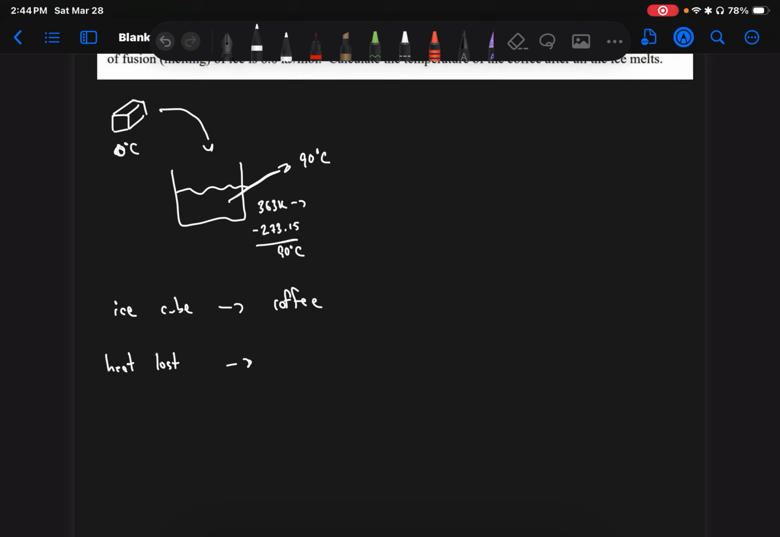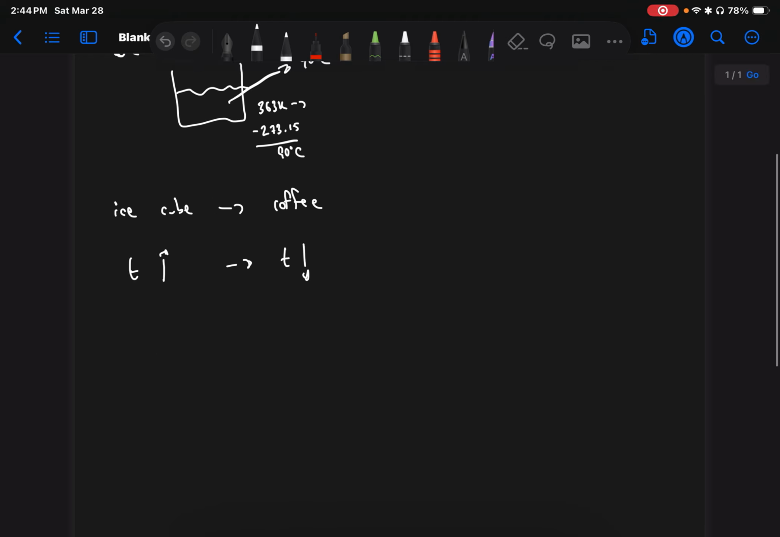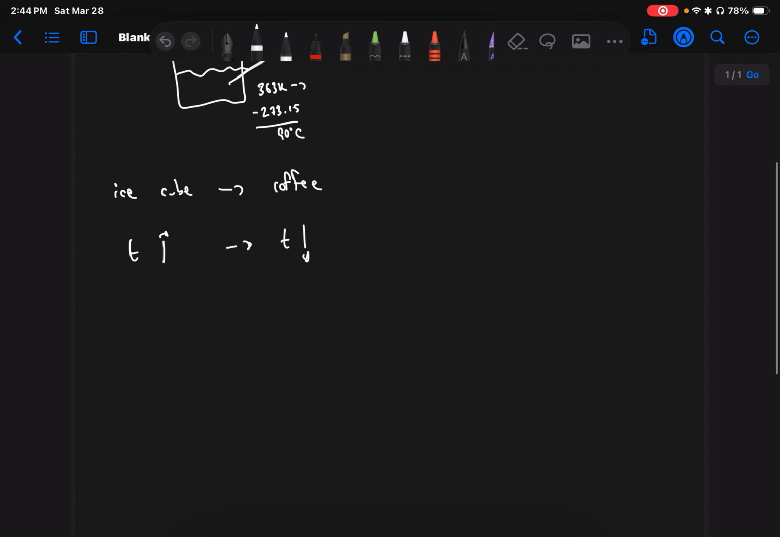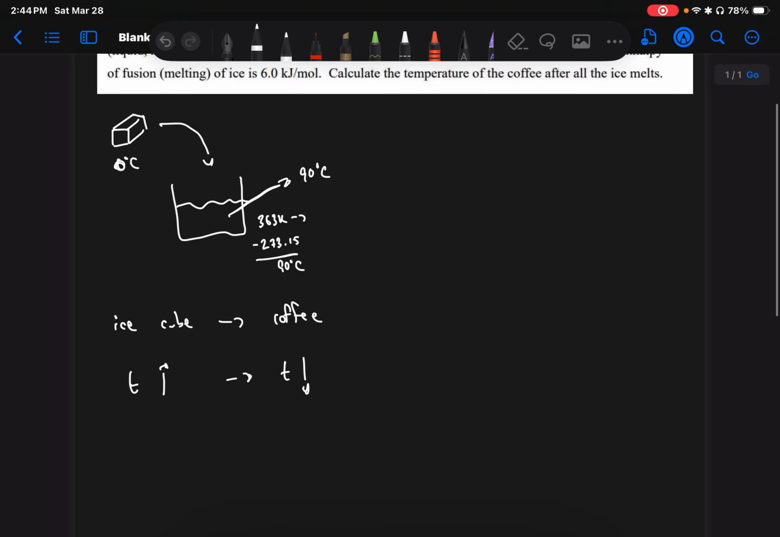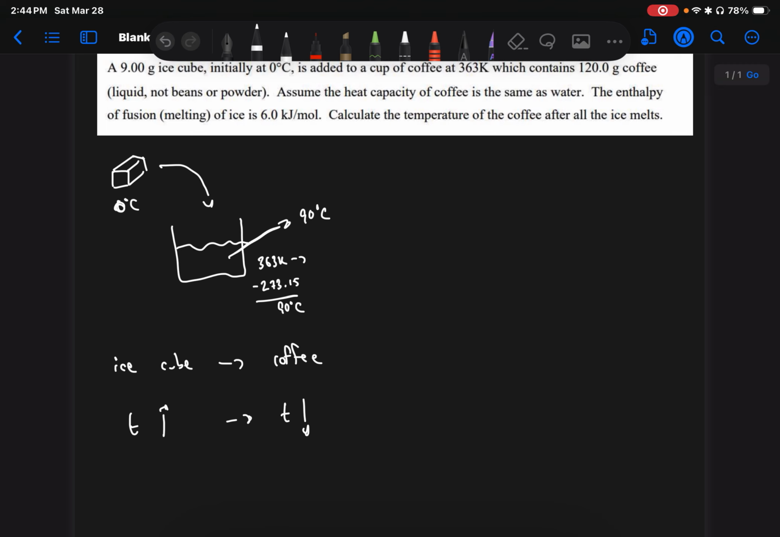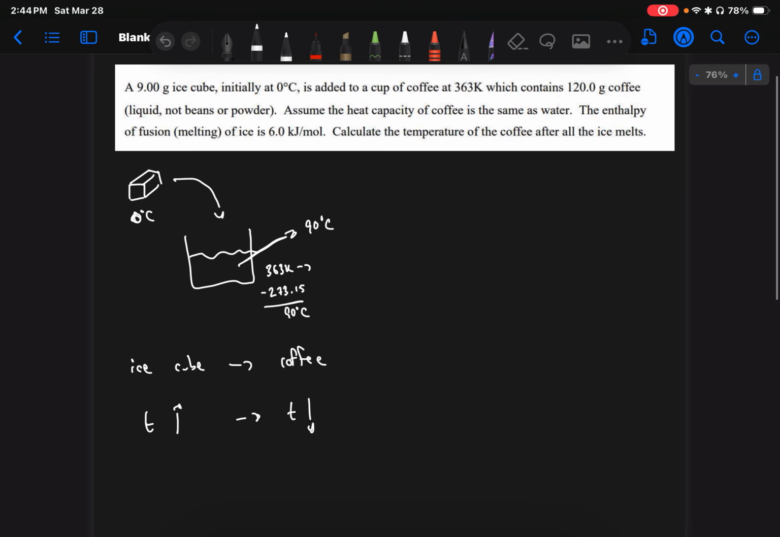Okay, so the temperature of the coffee is going to go down. The temperature of the ice cube is going to go up. How do we even start doing this? Okay, so coffee is going to lose temperature, and whatever is lost by the coffee is going to be gained by the ice cube. So therefore, Q ice cube has to be equal to negative Q coffee. Okay, that's a good start.